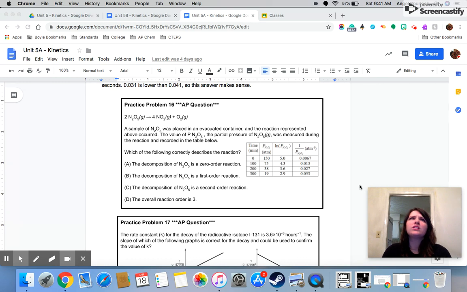So we have to ask ourselves, can we use pressure data the same way that we can use concentration data? Is that allowed? The answer is yes, because pressure and concentration are directly correlated. And what that means is when pressure decreases, concentration is going to decrease. And when concentration decreases, pressure is going to decrease is the better way to say that, right?